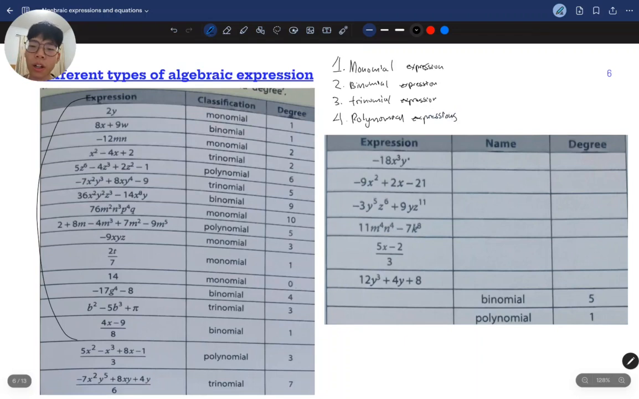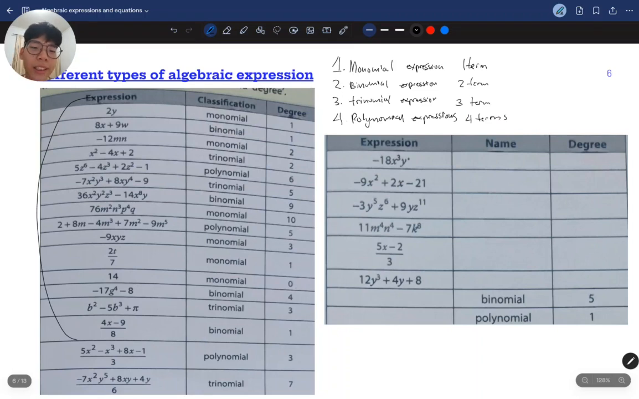What makes them classified differently is that when it's called a monomial expression, there is one term. When it's a binomial, there are 2 terms. When it's a trinomial expression, there are 3 terms. Lastly, when it's called a polynomial expression, there are 4 terms. So let's try the practice question down here.